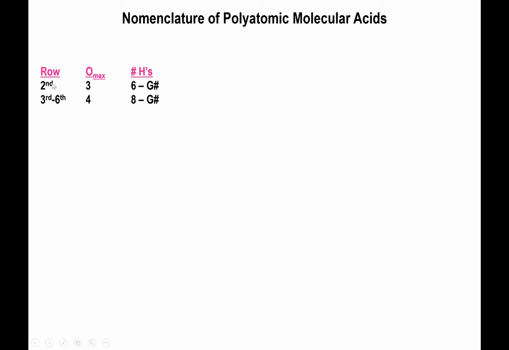Central elements that reside in the second row, on the other hand, at most can take up 3 oxygens, and the number of hydrogens are given by 6 minus the group number of the central element. And the reason for the lower value of oxygens and the lower value here for number of hydrogens is a result of the fact that the second row elements are smaller than elements below the second row. So we can only accommodate 3 oxygens as opposed to 4. But you're going to have to keep an eye out for that maximum number of oxygens, because we're going to derive the names for these molecules based on that number.